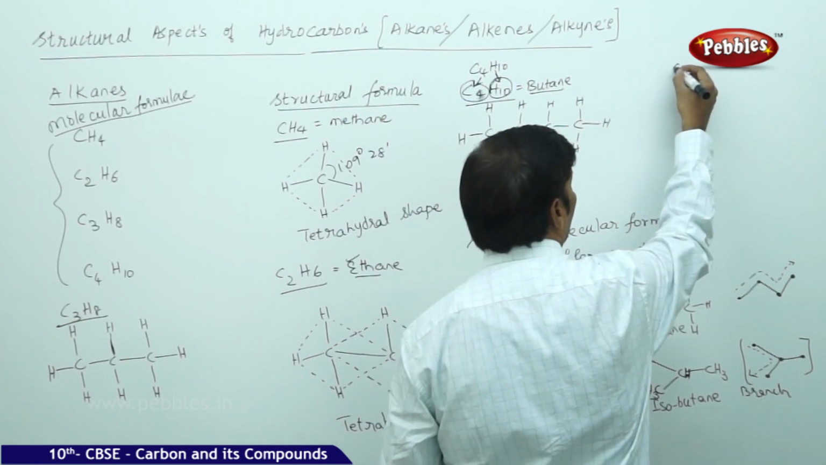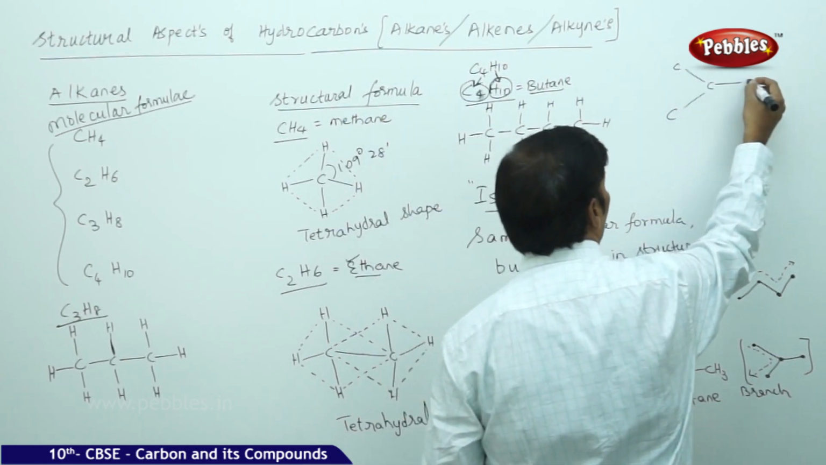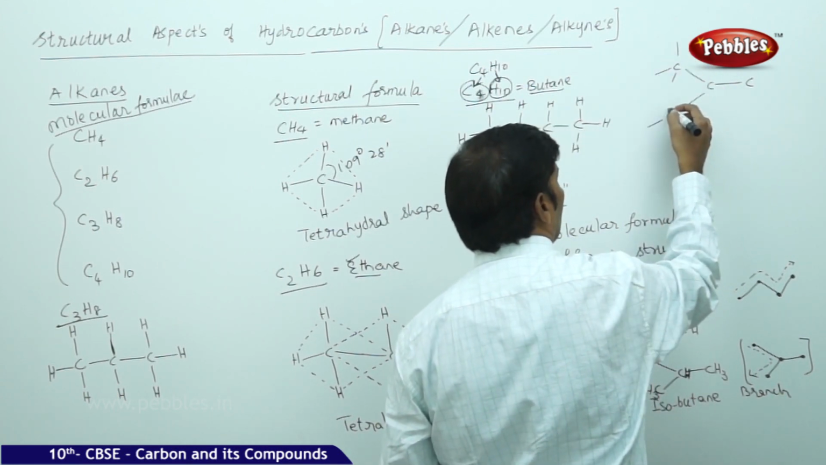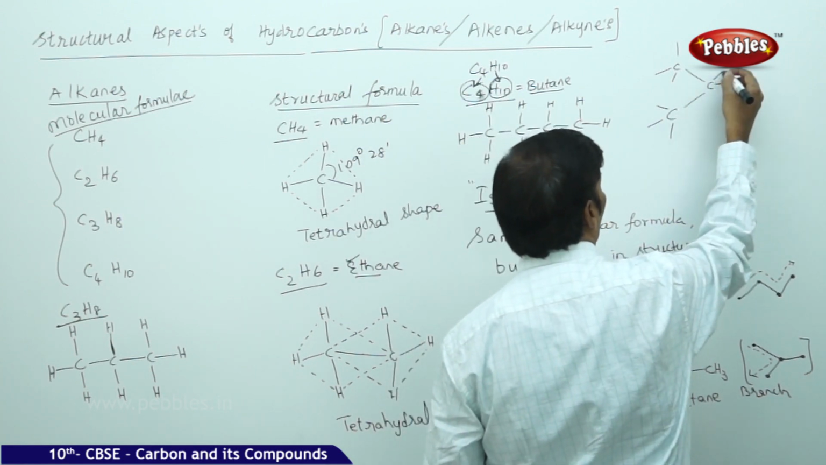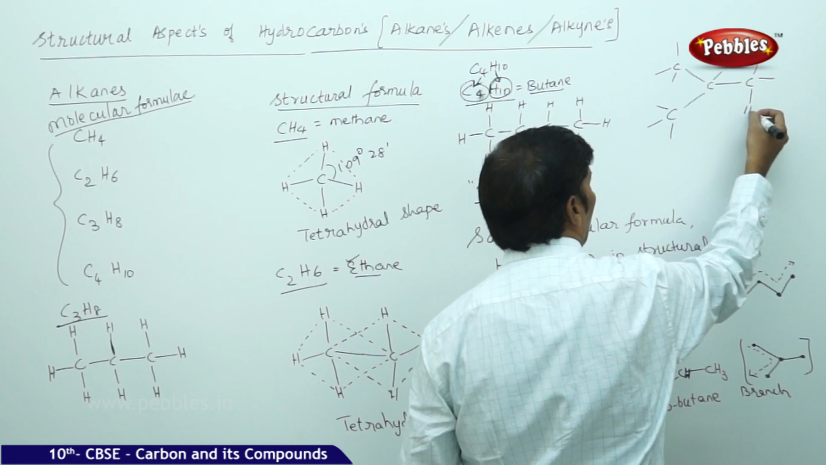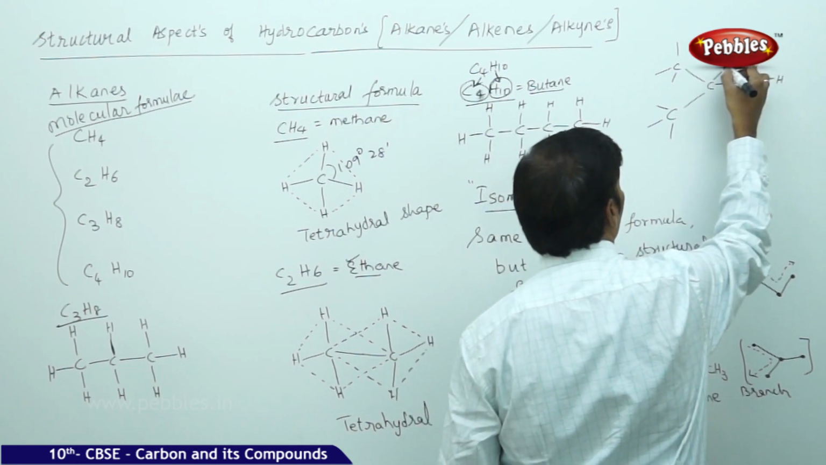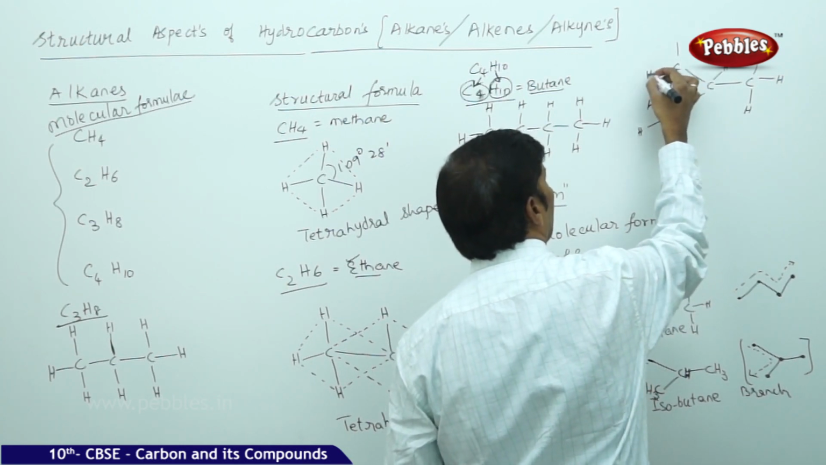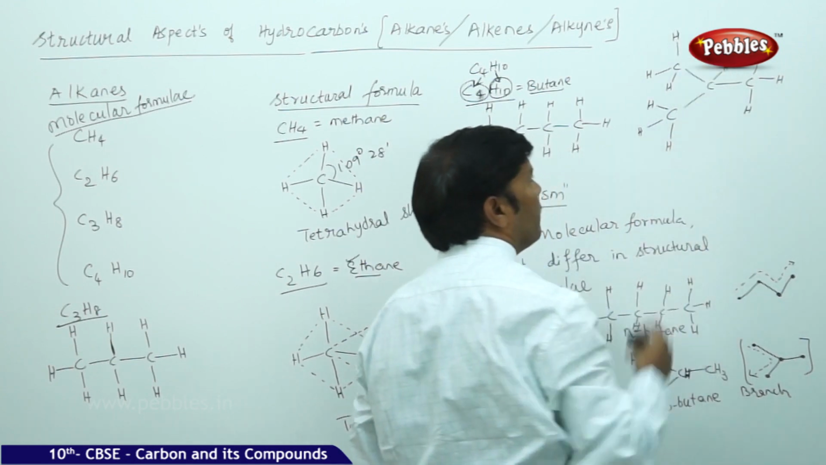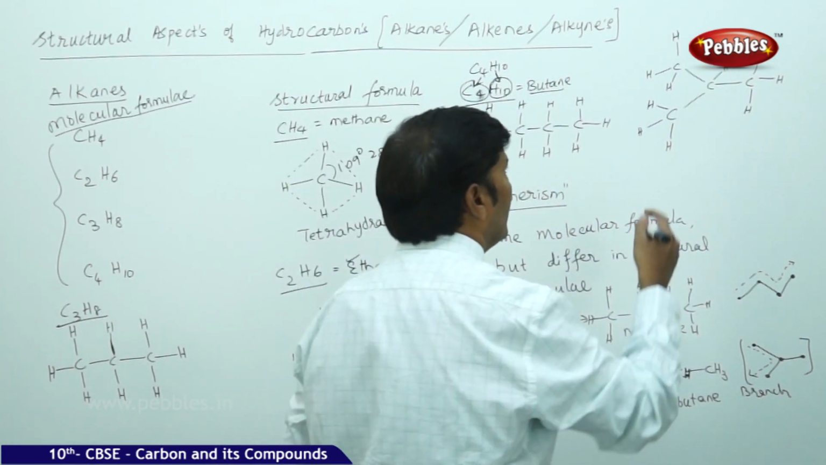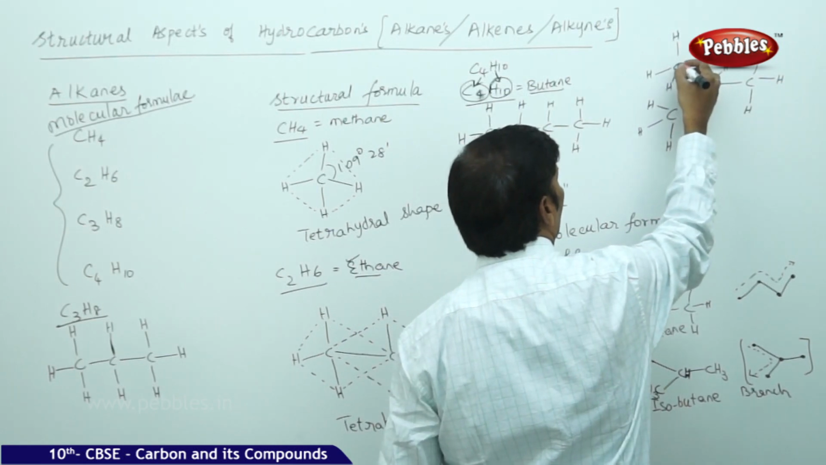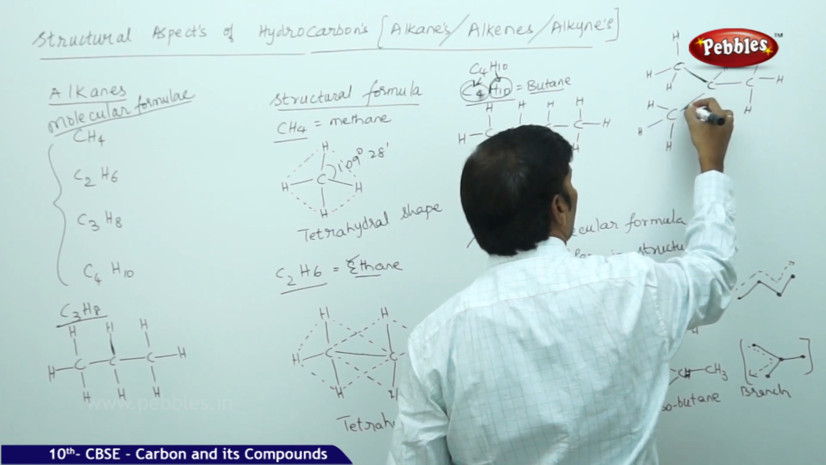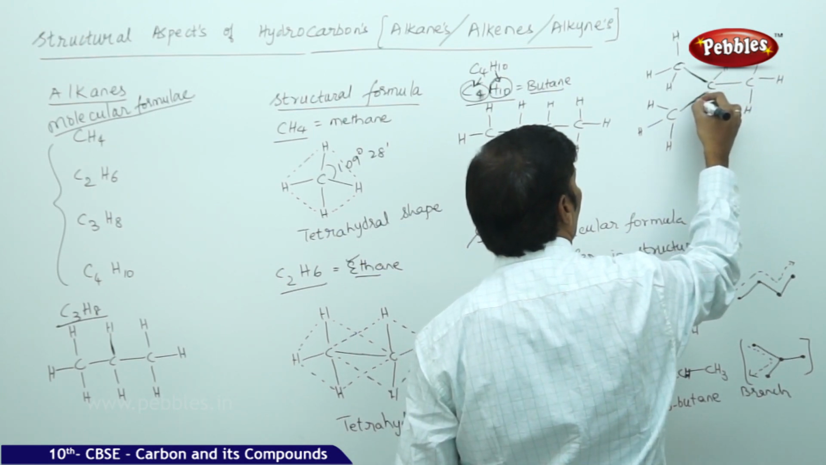That is, you can take here 1, 2, 3, 4 carbons. Again 1, 2, 3. 1, 2, 3. Here only 3 bonds are there. So 1, 2, 3 hydrogens, 4, 5, 6, 7, 8, 9, 10. This is isobutane. You can see here, this is the branch. You are able to notice this is isobutane.